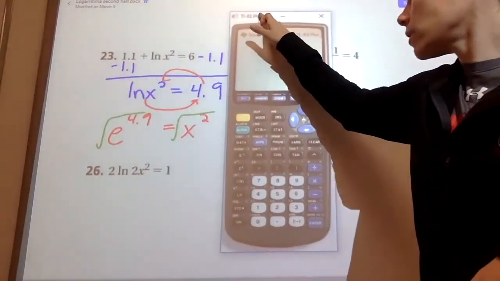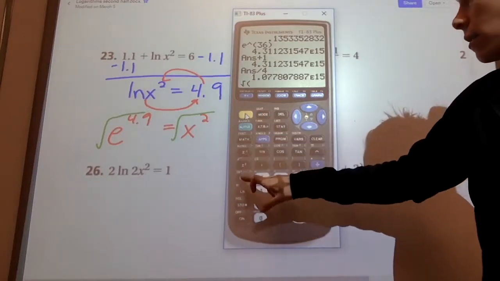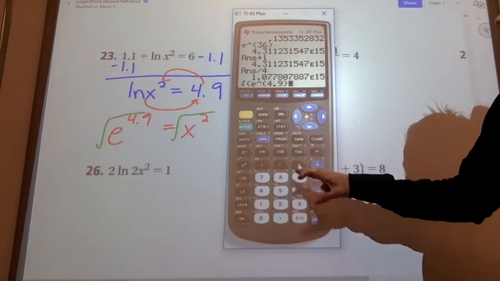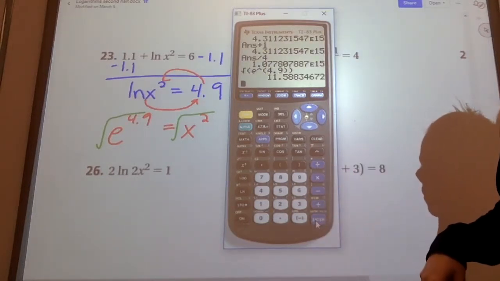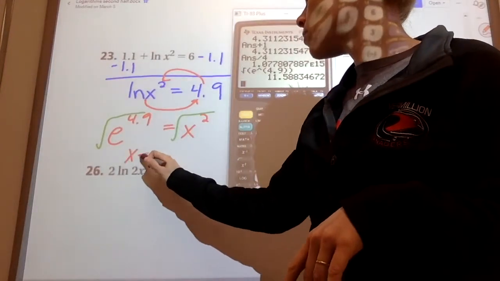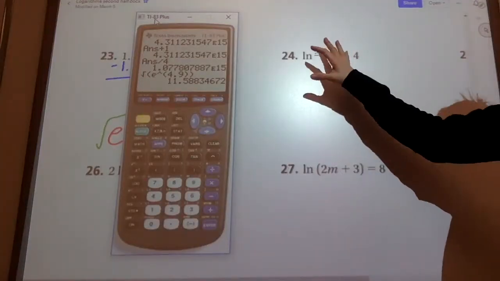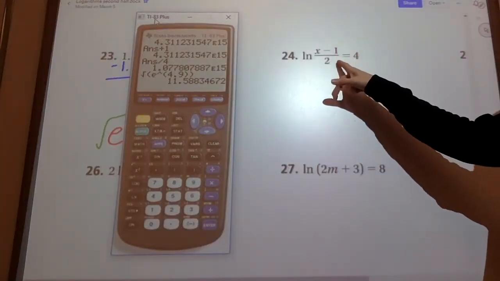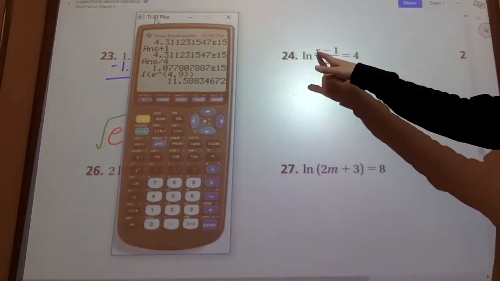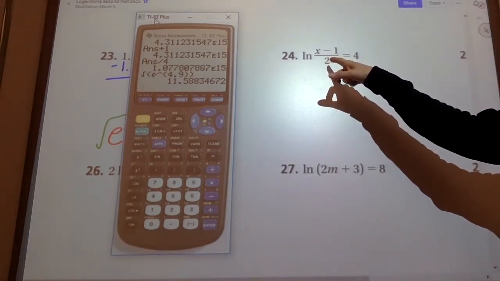So I would have the square root of e to the 4.9. And I get 11.59. So x equals approximately 11.59. This is isolated because really there's like a set of parentheses right there. You're taking the natural log of that whole thing. Okay, because the x is subtracting 1 and being divided by 2. That's how you know it's part of the log.